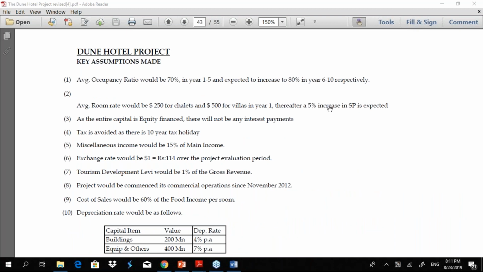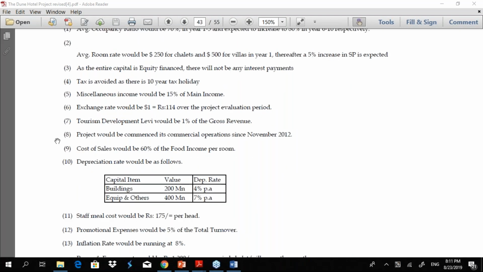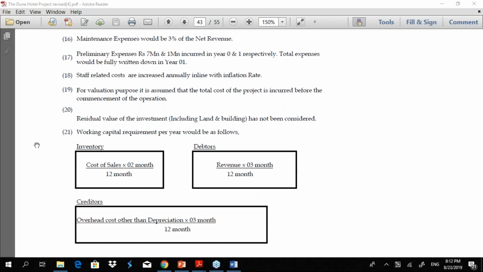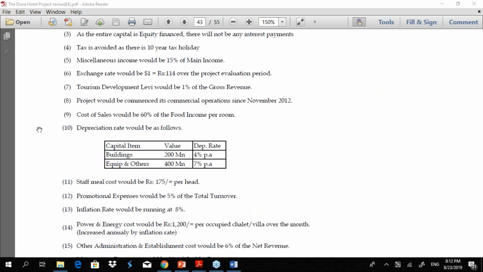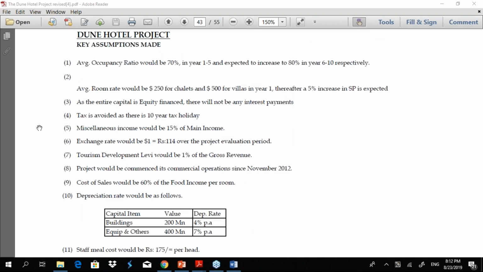See, in that proposal, along with the attachments, there is also something called key assumptions made. You can't just give figures. You must say how you arrived at those. But since it was a hotel project, it will have occupancy ratio, room rates, how the capital is funded, tax information. The detail should go on as much as you need. You must have supportings.